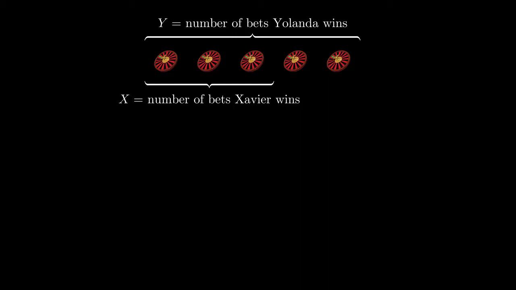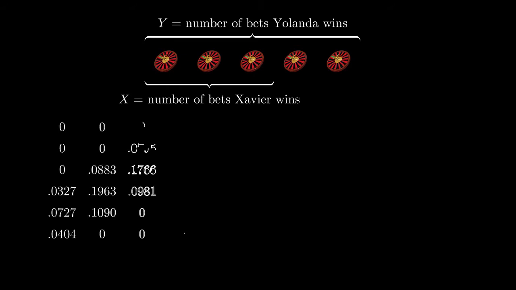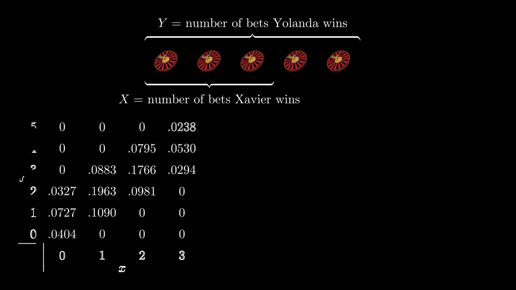In the lesson on joint distributions, we considered the example of two friends, Xavier and Yolanda, who bet on reds at a roulette wheel. They both make 3 bets before Xavier has to leave. Yolanda continues making another 2 bets. In that lesson, we worked out the joint distribution of X, the number of bets that Xavier wins, and Y, the number of bets that Yolanda wins, and we wrote the joint PMF in a table.